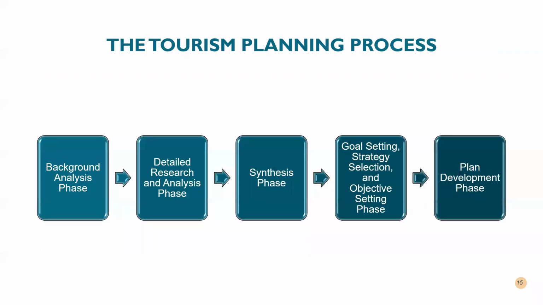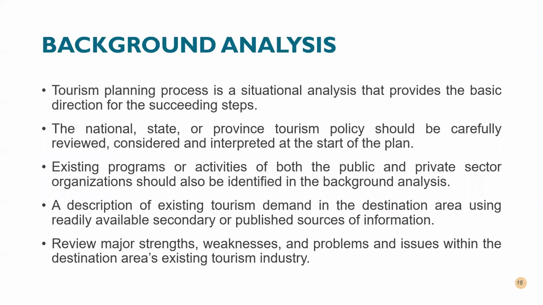Next, let's proceed with the tourism planning process. So here, when we do a tourism plan, we undergo these stages. First, we will be conducting a background analysis phase, then followed by detailed research and analysis phase, then synthesis phase, followed by goal setting, strategy selection, and objective setting phase, and plan development phase. So let's go to them one by one.